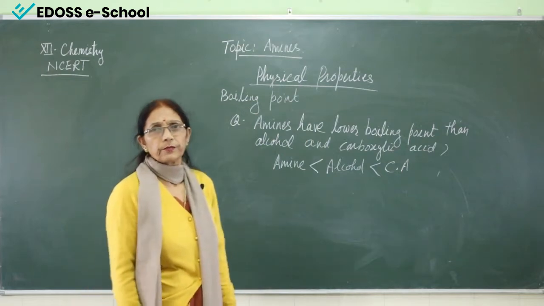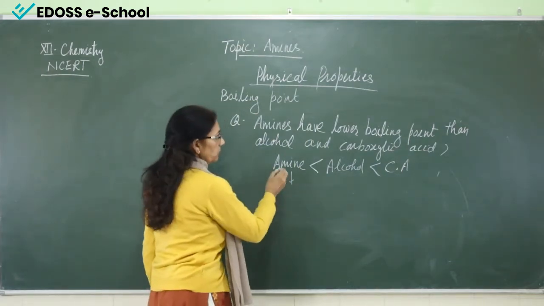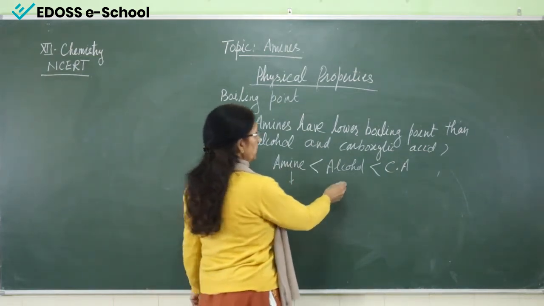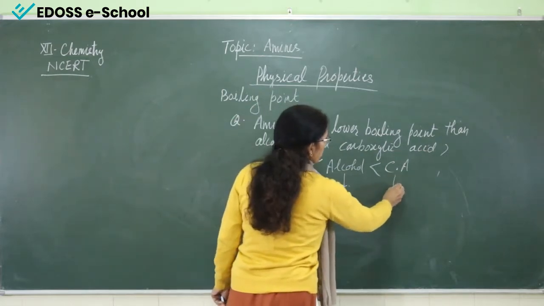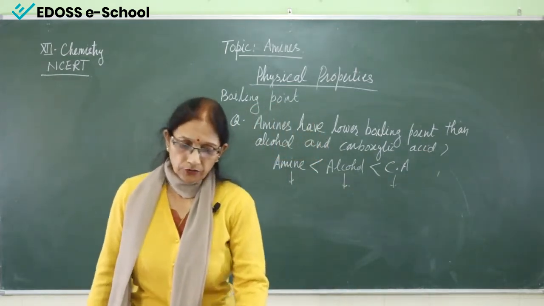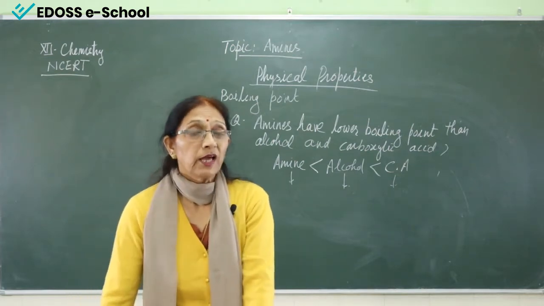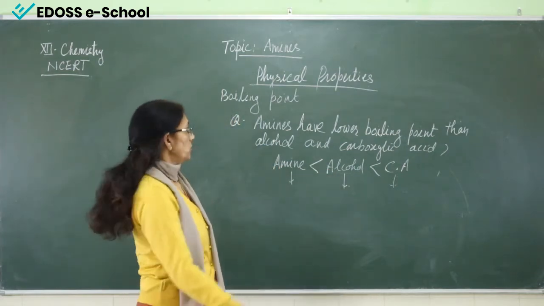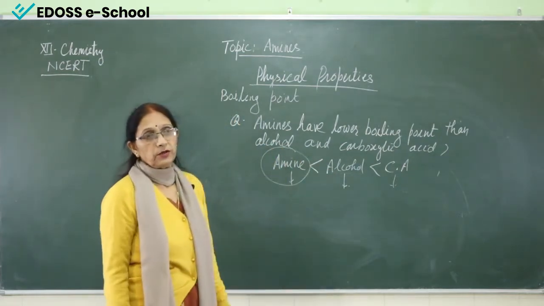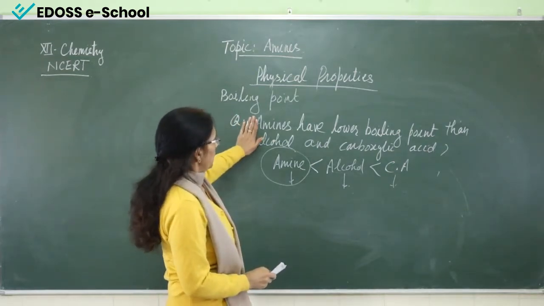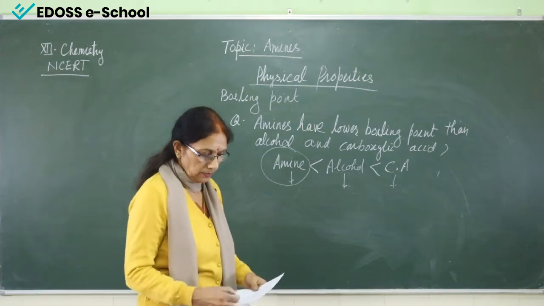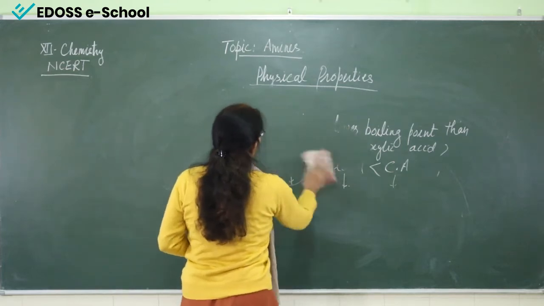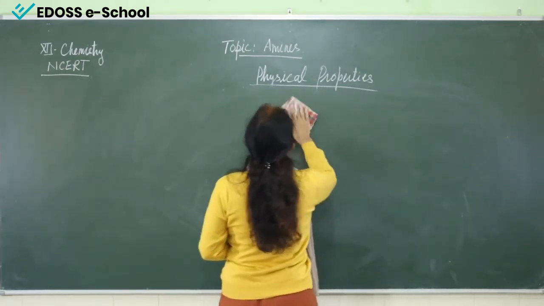The reason is the same. Because the hydrogen bond which is formed in amine is not that strong. But alcohol or carboxylic acid makes strong hydrogen bond. So hydrogen bonding in alcohol and carboxylic acid is stronger in comparison to amine. So this is the reason that amines have lower boiling point than alcohol and carboxylic acid. Now coming to chemical properties.